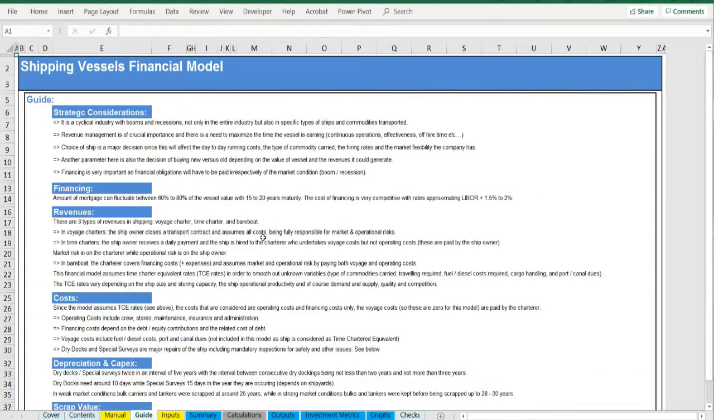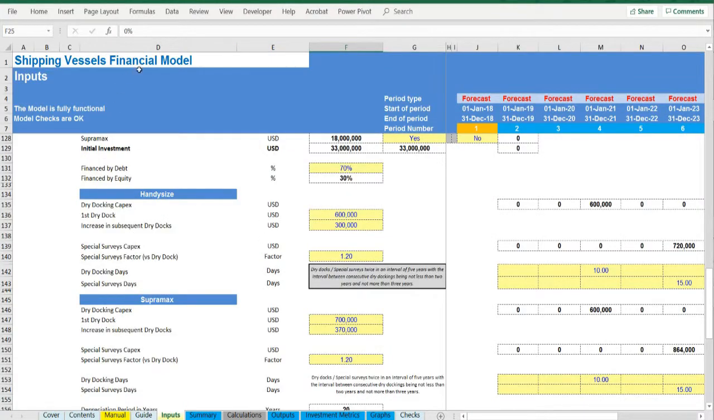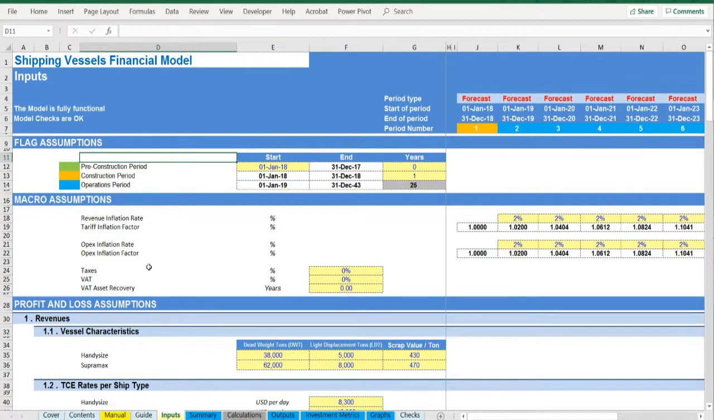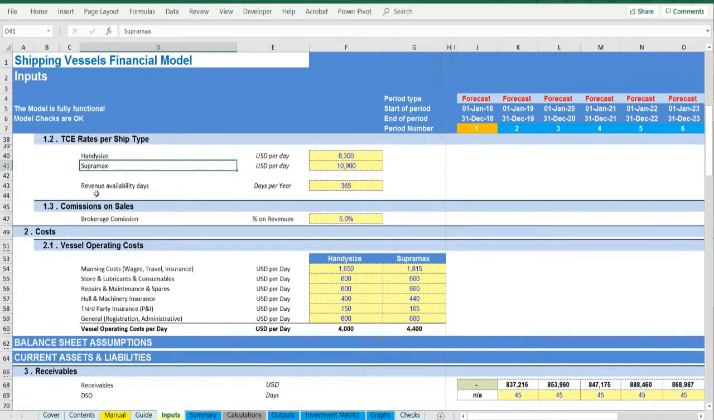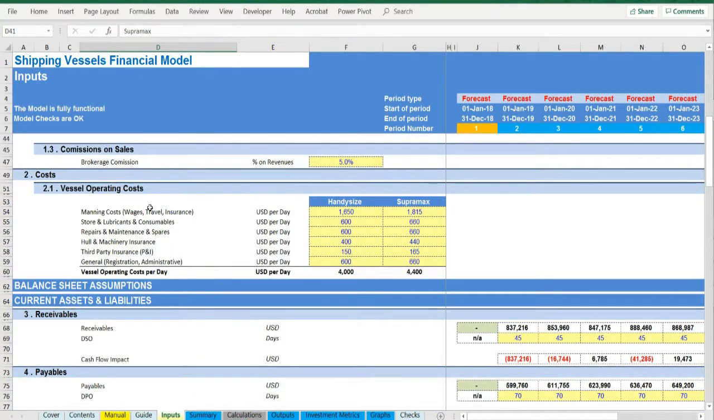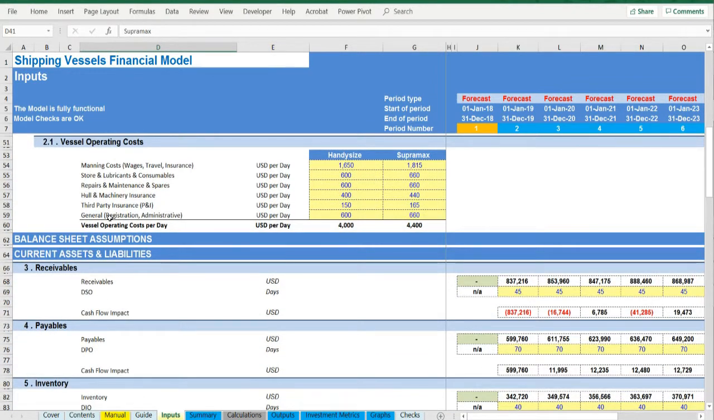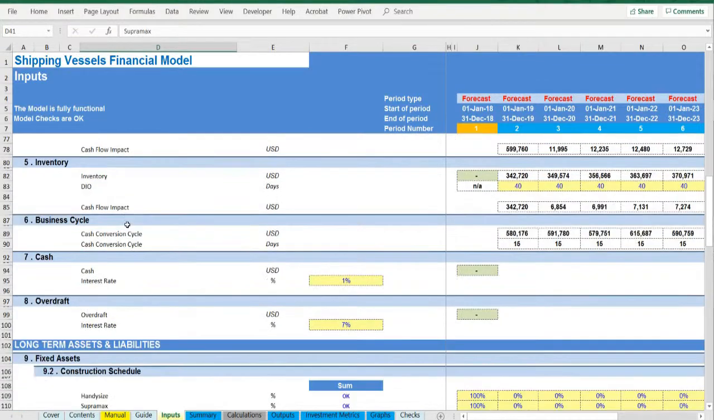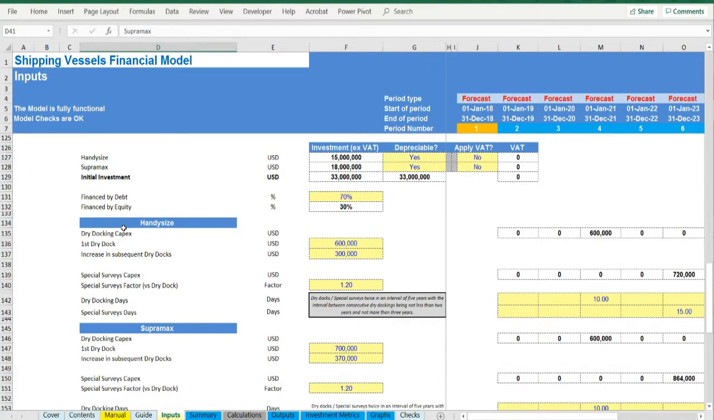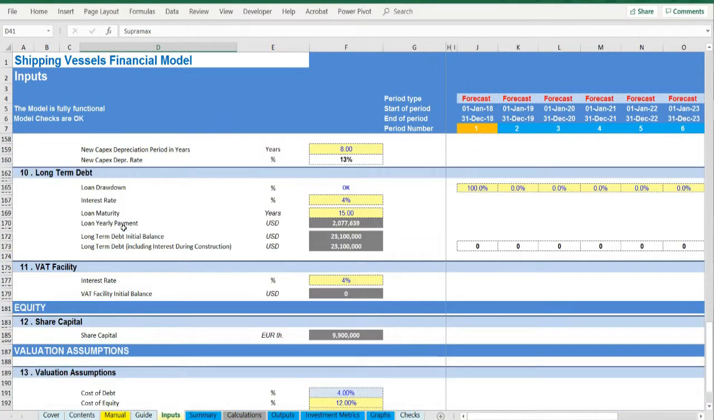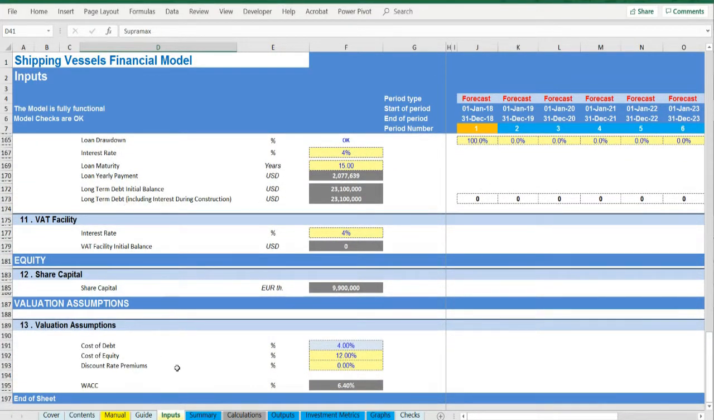Guide tab: this tab helps you to gain a grasp of the main value drivers of the model and understand the critical issues of the business. Moving on to the inputs, in yellow whatever can be amended as an assumption: detailed inputs for revenues, vessel characteristics, TCE rates for both Handymax and Supramax, availability days and brokerage commission, costs, crew, stores, EPRs, maintenance, insurance and administrative, working capital, receivables, payables and inventory, fixed assets and capex, vessel purchase, dry docks, special surveys, equity financing as well as valuation assumptions, such as discount rates used in the weighted average cost of capital tab or WACC.